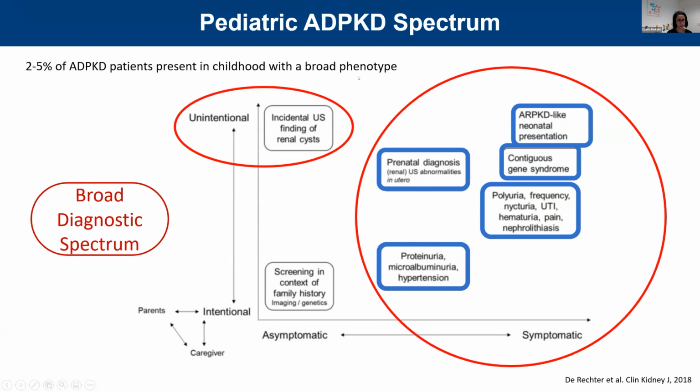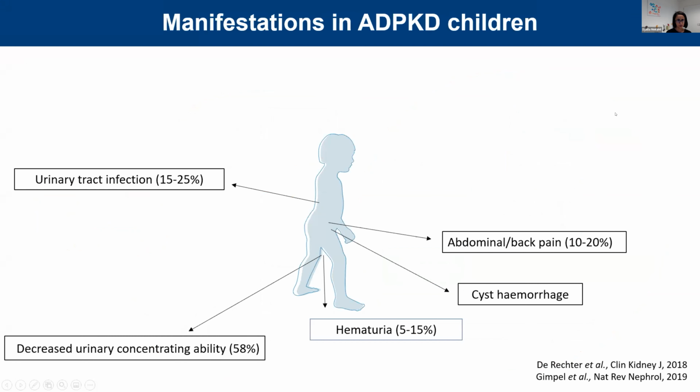The second group that we are seeing in our clinic is the incidental diagnosis, where a child comes for other symptoms, and when we do an ultrasound, we find renal cysts, and the diagnosis of ADPKD is then made. The third group, which is the main controversy, is the intentional screening in the context of family history. So let's now focus on the children with ADPKD and their clinical manifestations.